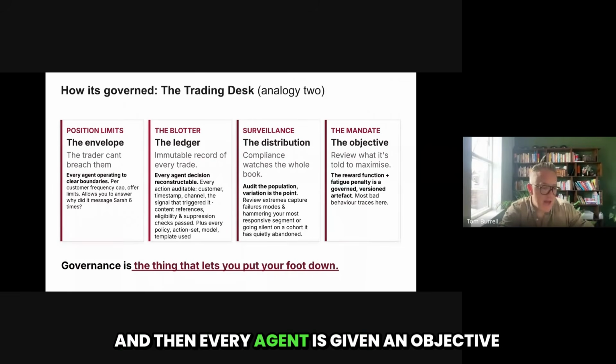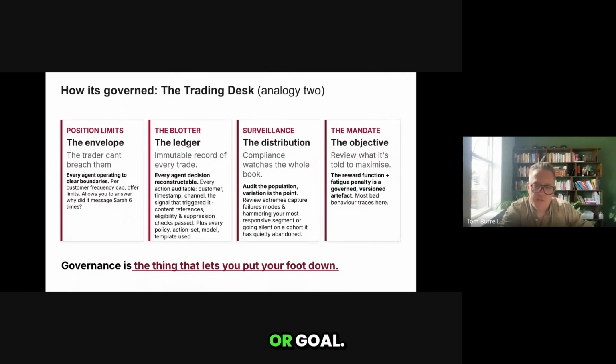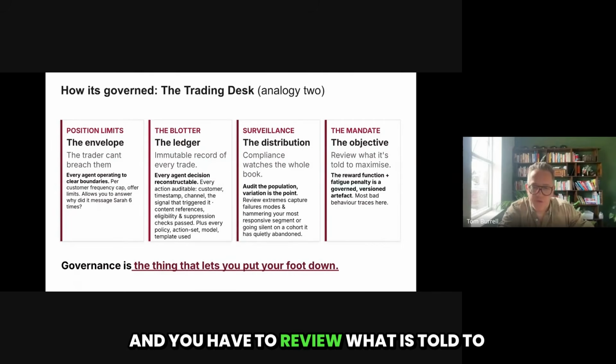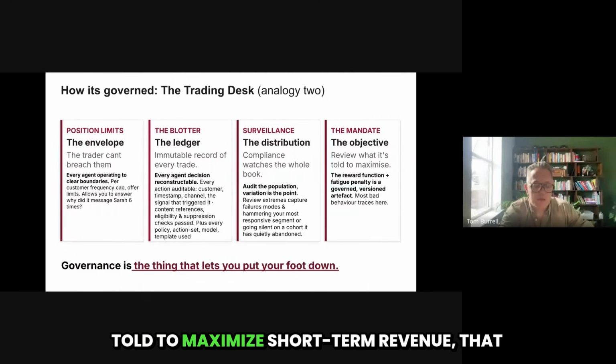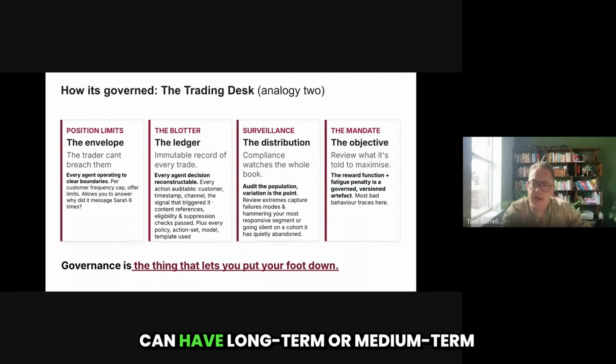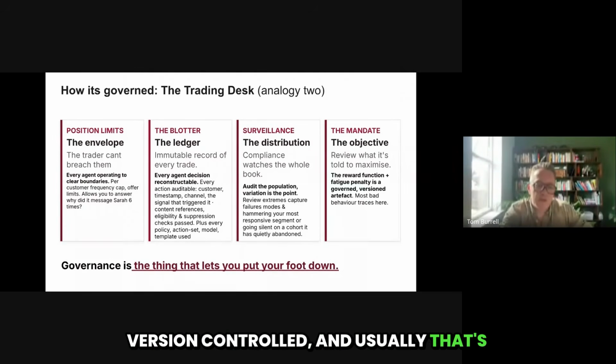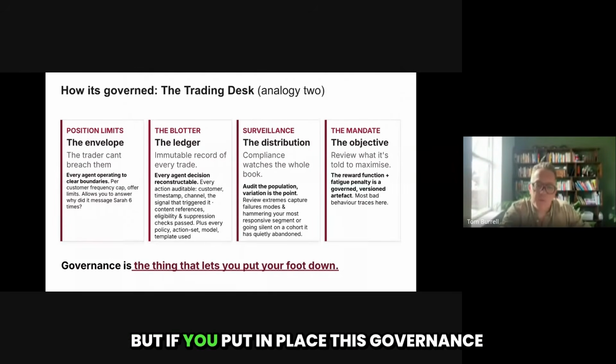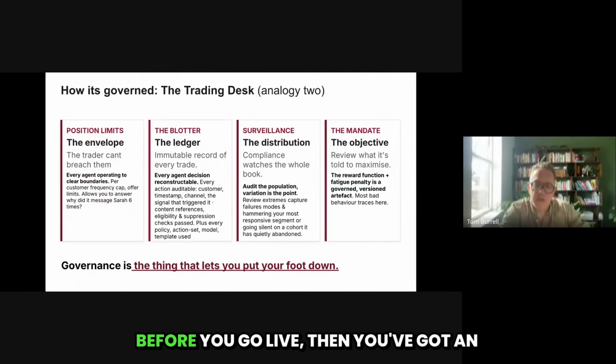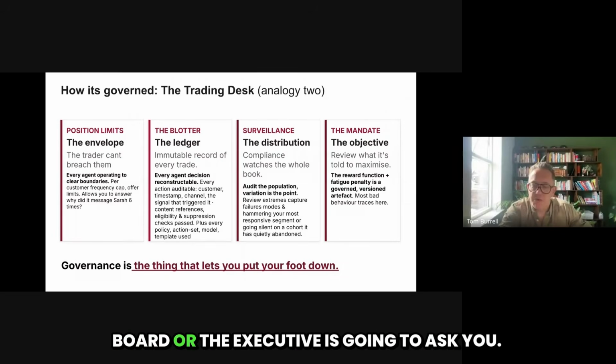And then every agent is given an objective or goal, and you have to review what it's told to maximize. Sometimes you'll find if an agent is told to maximize short-term revenue, that can have long-term or medium-term implications for the relationship. So there's a reward function, the fatigue penalty, and that needs to be governed and controlled, and usually that's where you track bad behavior to. But if you put in place this governance before you go live, then you've got an answer to all of those questions that the board or the executive is going to ask you.